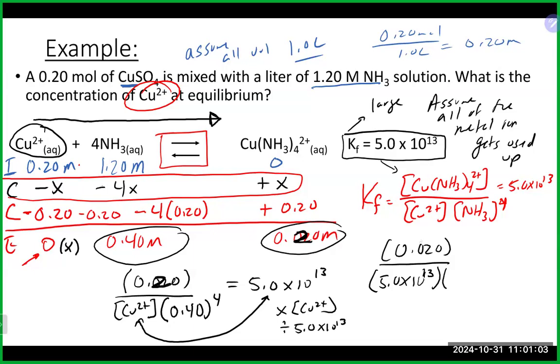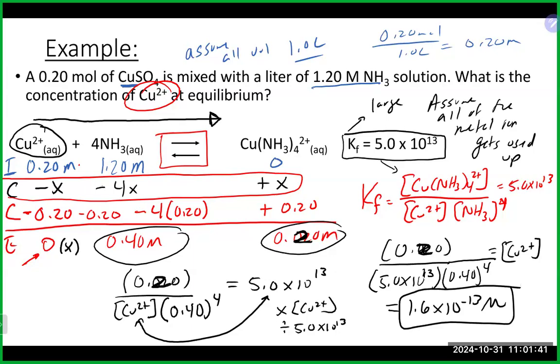It is 0.2, so pop that in. There we go. All right, so we got our 0.2, our 5 times 10 to the 13, and our 0.4 that we again still need to take to the fourth, and that will equal our copper 2 concentration in this case. So we'll go 0.2 divided by 5 times 10 to the 13 divided by 0.4 to the 4th. And I'll get us something like 1.6 times 10 to the minus 13 molar is the amount of free copper 2 in that actual solution.